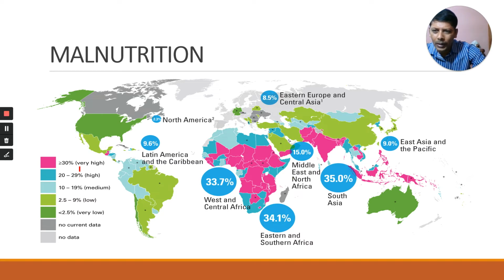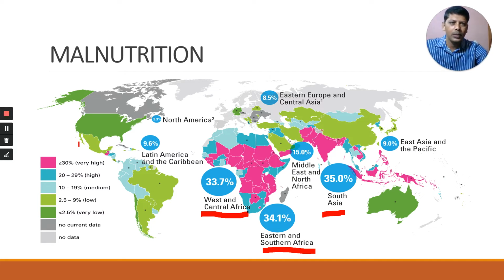More than 30% very high malnutrition you can observe here. More than 30% here in South Asia. India is one of the countries. Observe this pink color here. This part is Asia, Africa, Western and Central Africa, Eastern and Southern Africa, and South Asia. In these parts, you can observe 33.7, 34.1, 35% malnutrition in this part of the world, especially.